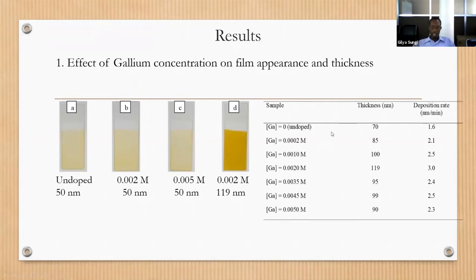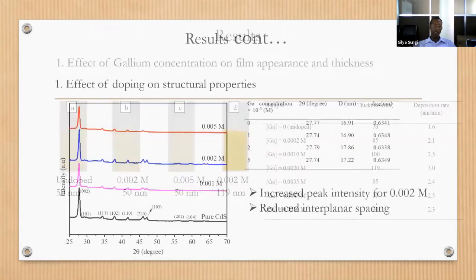Only the effect of gallium concentration on the solution was observed on the deposition rate. When the gallium concentration was added, the deposition rate increased. As a result, the film thickness increased. That can be associated with the difference in ionic radius of gallium and cadmium. Since gallium has a small radius, it forms a strong bond between gallium and sulfur, which reduces the evaporation of sulfur in the bath. As a result, the film thickness increases for the doped film.